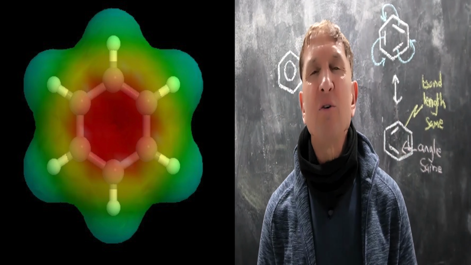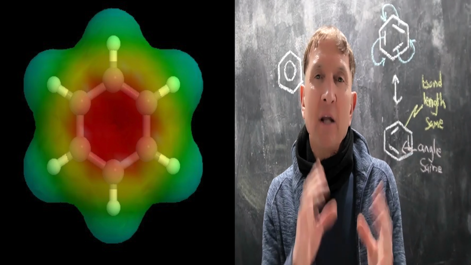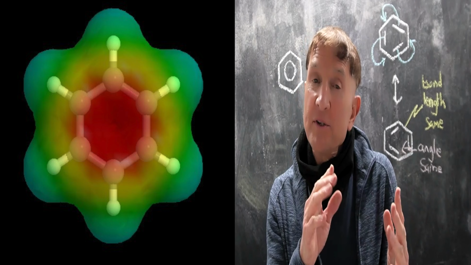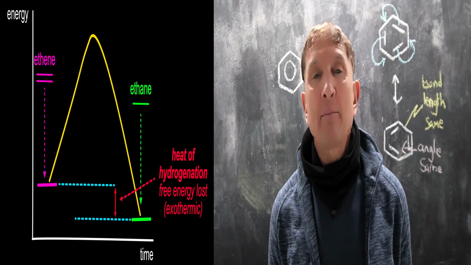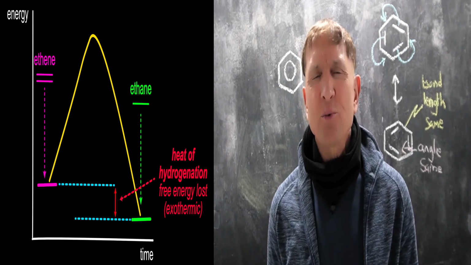This may follow from just conjugation. There are conjugated systems where the double bonds are longer than you would expect and the single bonds are shorter than you would expect. But the real novelty about benzene comes from heats of hydrogenation. Let's look at what they are.